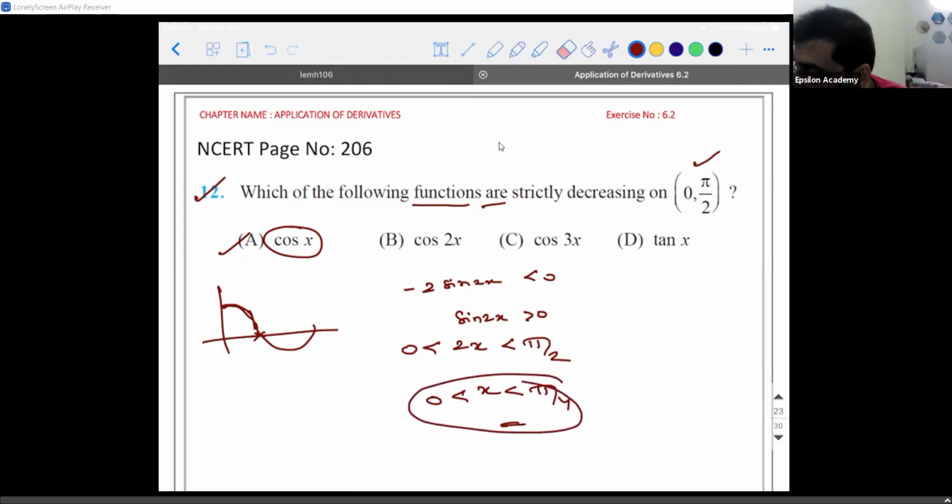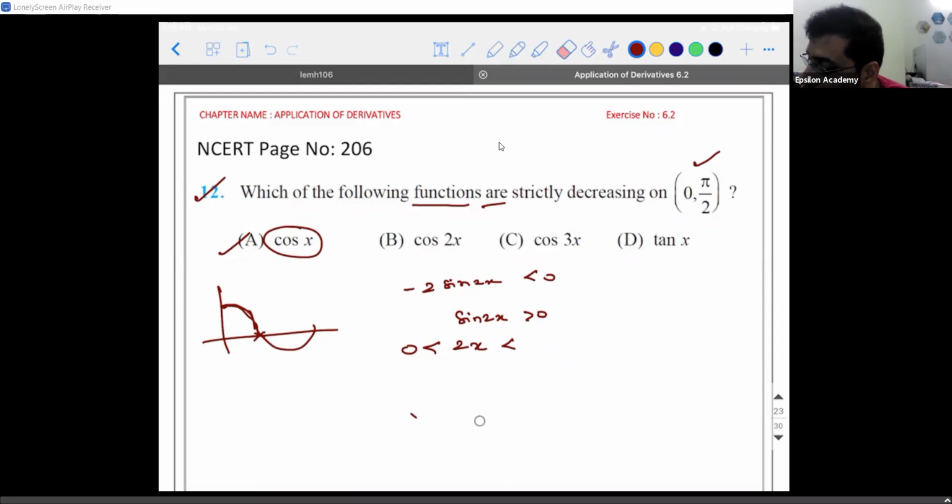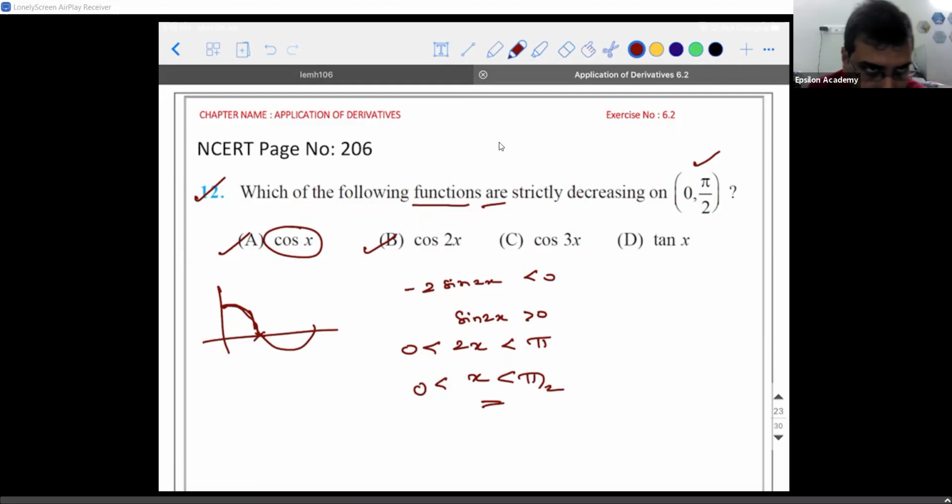Wait. Whatever you told is right, 0 to pi. So x is greater than 0, less than pi by 2. So cos 2x is also decreasing between 0 and pi by 2. Is there anyone who didn't understand what I did here?